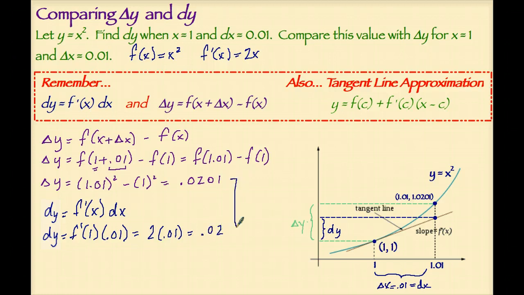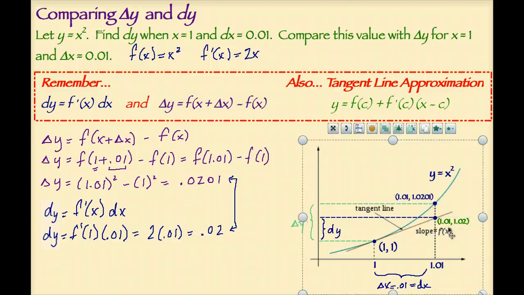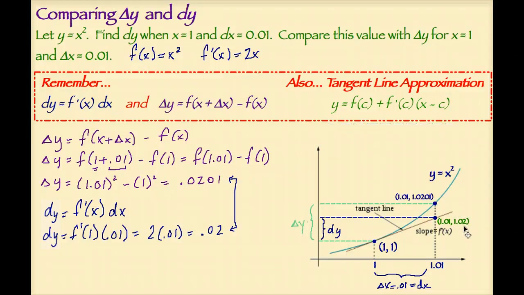Look how closely this approximates the actual change in function values delta y. And of course, this means the coordinates of the point on the tangent line here are (1.01, 1.02). So using differentials to approximate a change in function values is another way that we use tangent lines to approximate values on a curve.